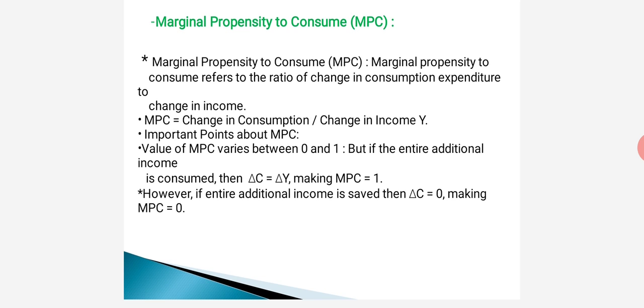Now let us talk about the important points about MPC. The value of MPC varies between 0 and 1. If the entire national income is consumed, then delta C is equal to delta Y, making MPC equal to 1, which means at the break-even point MPC will be 1. However, if the entire additional income is saved, then delta C will be 0, so MPC will be 0, which means at that point the additional income goes into savings.